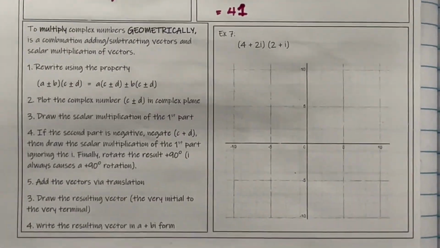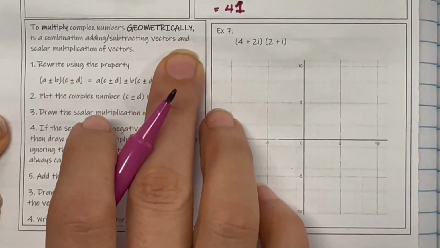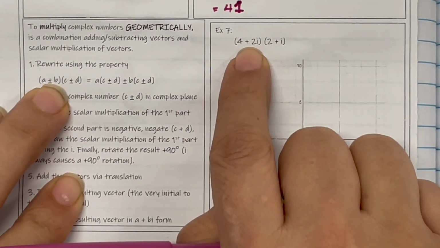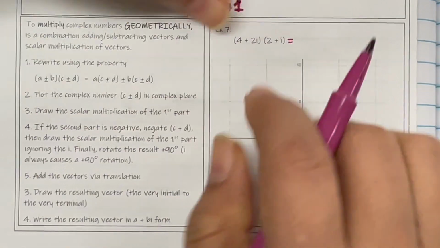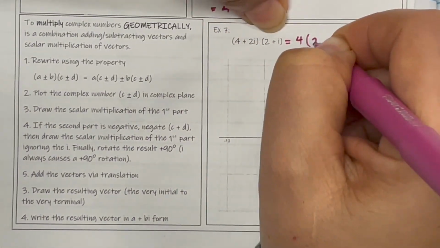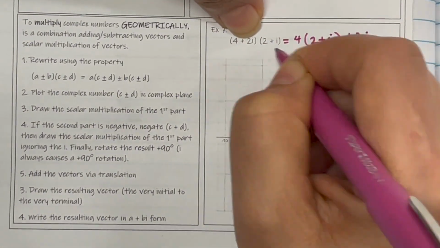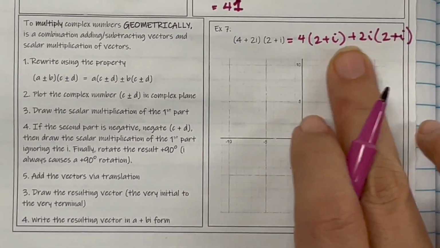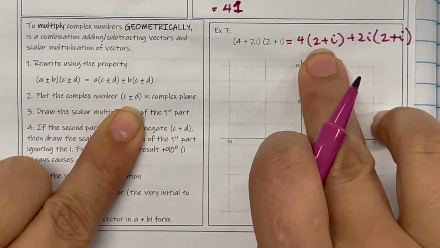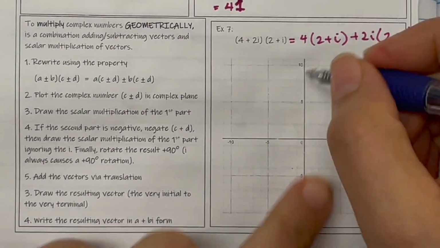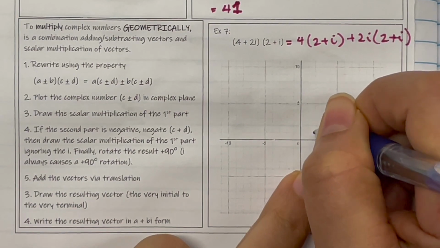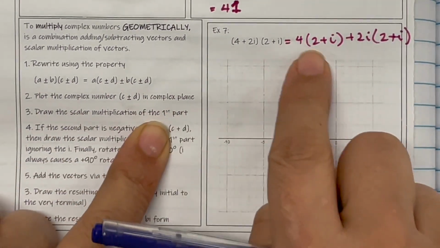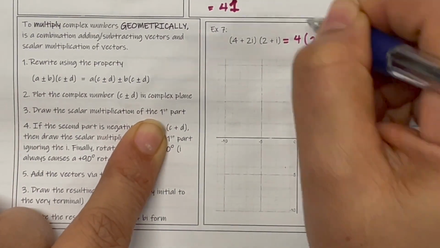All right, so that was algebraically. Now we're going to look at geometrically. Okay, so how do I do this using a graph? All right, so we have to rewrite the problem so it looks like this. So we're going to rewrite this to 4 times 2 plus i plus 2i times 2 plus i. Once you do it that way, you can just graph it. So we're going to graph 2 plus i. So you're going to plot that number in the complex plane. So 2 and then 1. And we need 4 of these. So we're going to do it again. So we're going to do 2 to the right, 1 up, 4 times.